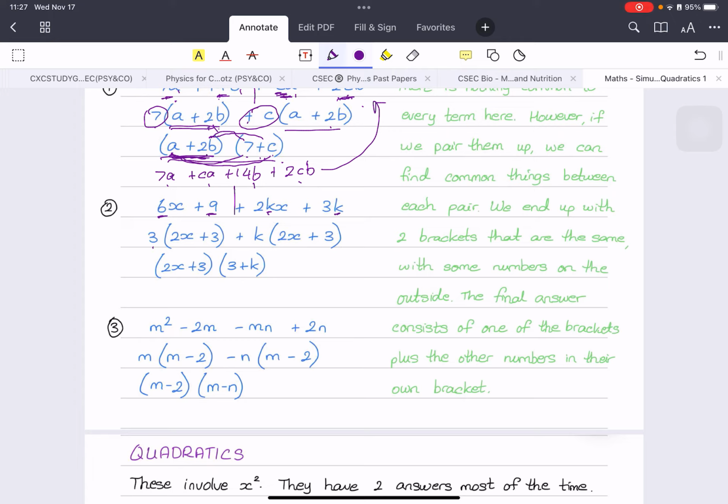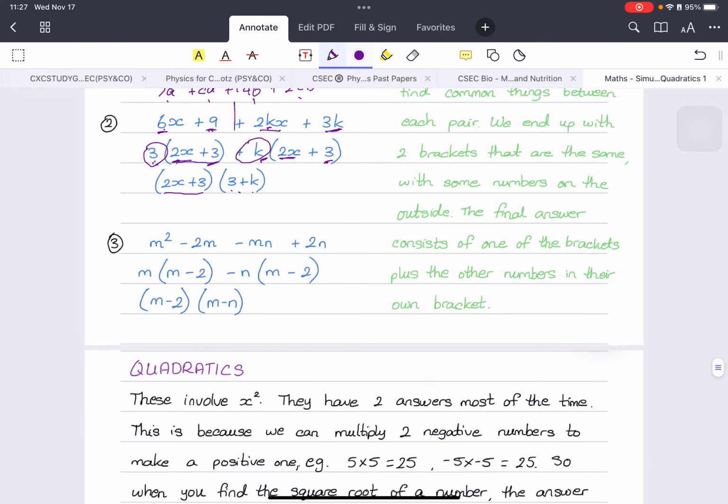So we pull out the 3, and 3 could go into 6 2 times, so we are left with 2x. 3 could go into 9 3 times, so we are left with the 3. K can go into 2kx, the k's will cancel, we will be left with 2x. K can go into 3k, the k's will cancel, we will be left with 3. And so for our final answer, we used one of our brackets to make 2x plus 3, and we combine this number and this letter to get 3 plus k. And that is our final answer.